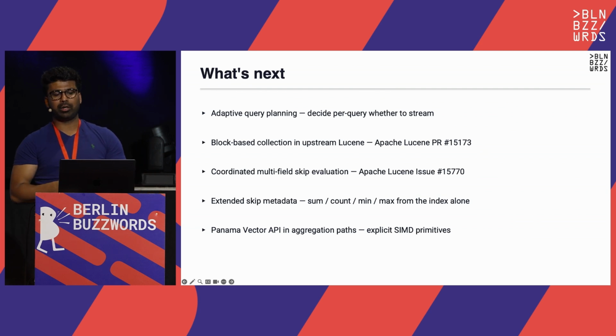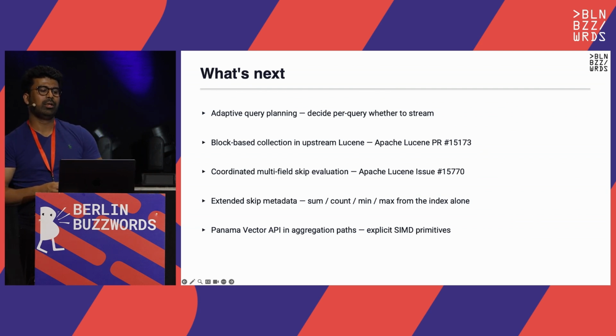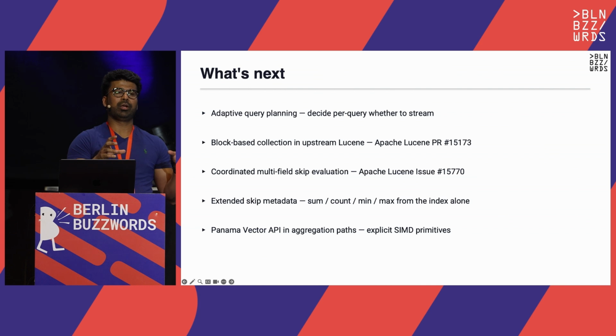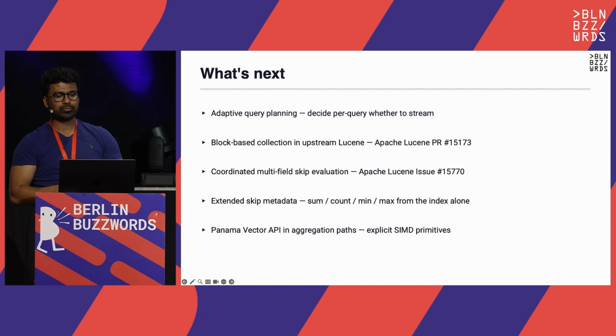Then there is this coordinated multi-field skip evaluation. This is a very powerful idea, and this is something which a lot of other analytics engines already use. So if you are querying on 5 fields, you can iterate over the 5 fields concurrently. And if any of the fields is skipping over a block, you can just skip for the other fields as well. So the different iterators are working in conjunction and keep skipping over the blocks efficiently.